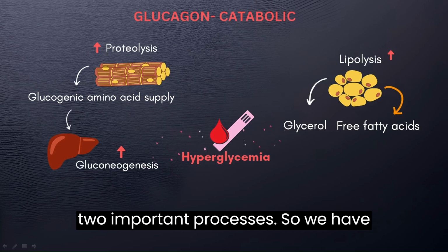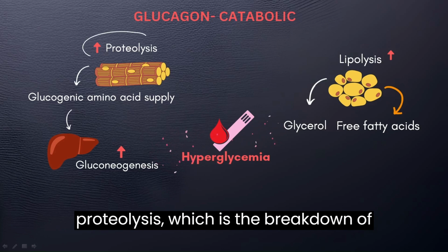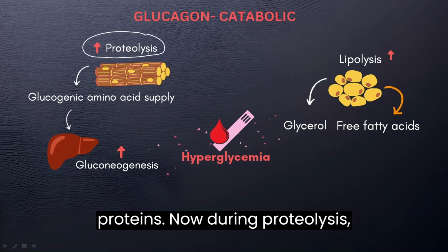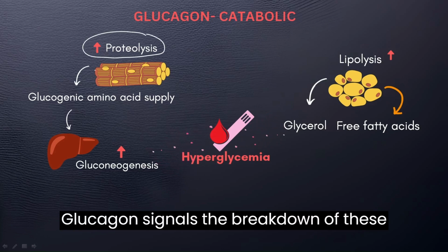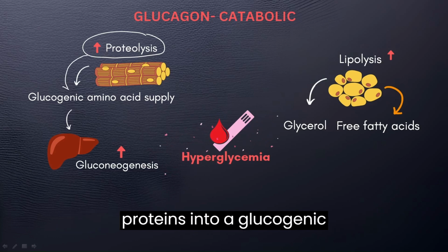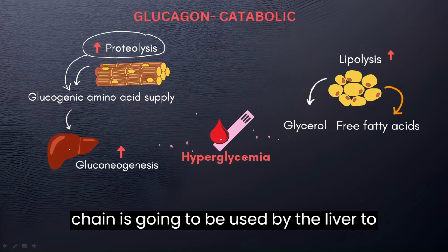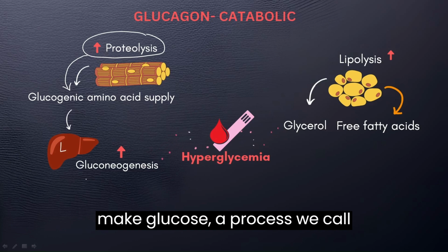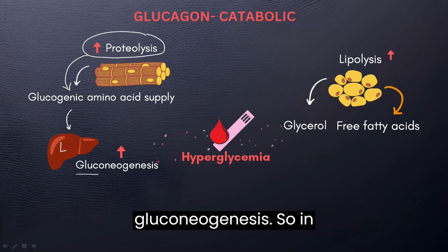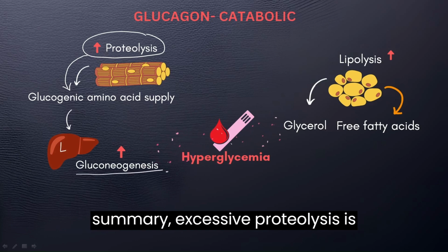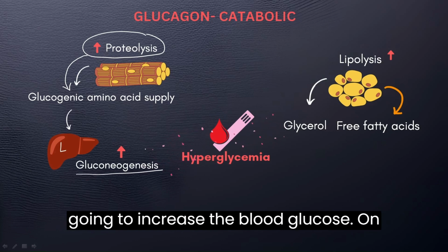Now let's take a look at two important processes. So we have proteolysis, which is the breakdown of proteins. Now, during proteolysis, glucagon signals the breakdown of these proteins into a glucogenic amino acid supply. That supply chain is going to be used by the liver to make glucose, a process we call gluconeogenesis. So, in summary, excessive proteolysis is going to increase the blood glucose.